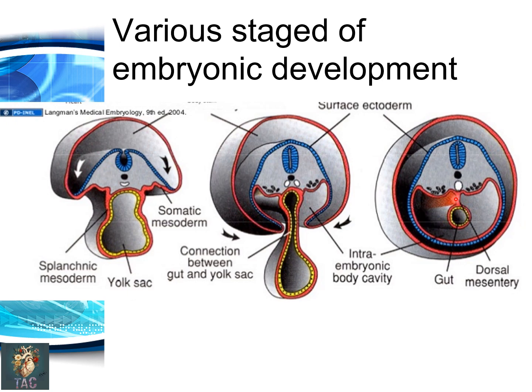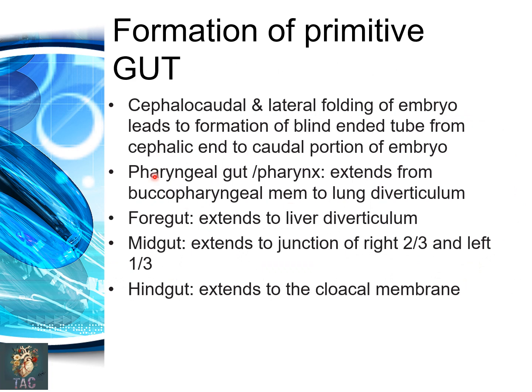Later it is suspended from the dorsal body wall by the dorsal mesentery. So because of the folding of the embryo, part of the yolk sac is incorporated into the body cavity, forming the gut tube. The formation of the primitive gut, because of the cephalocaudal folding and lateral folding of the embryo, leads to formation of a blind-ended tube from the cephalic end to the caudal portion of the embryo. At the cephalic end there is the oropharyngeal membrane, and at the caudal end there is the cloacal membrane.